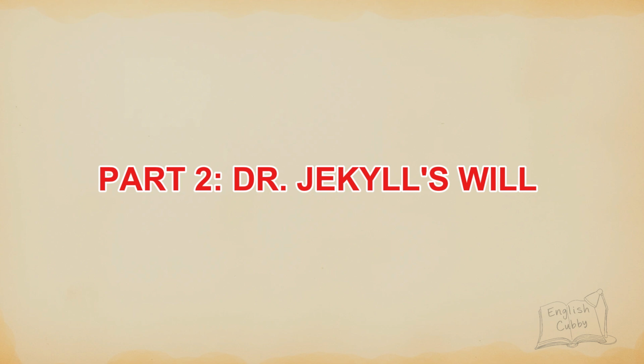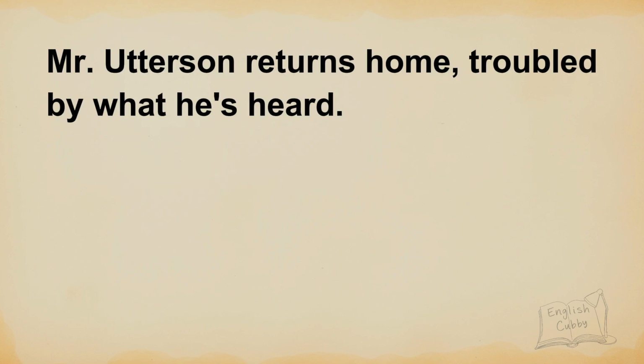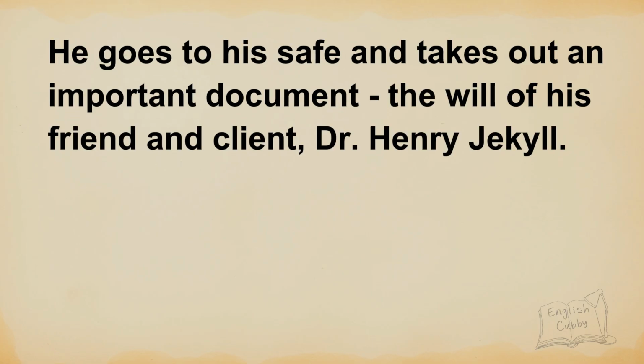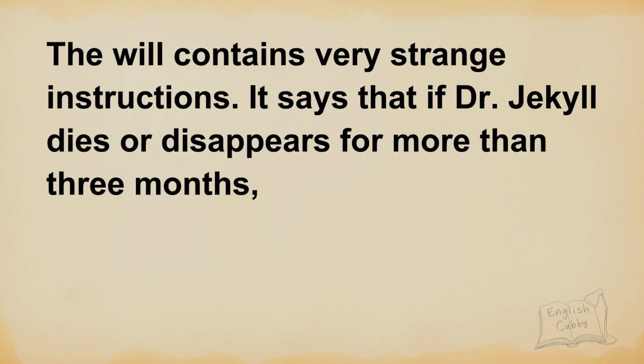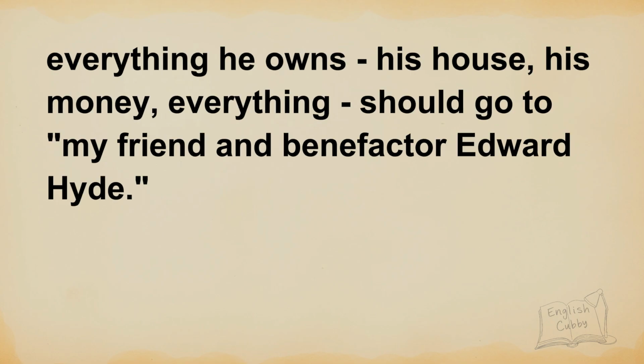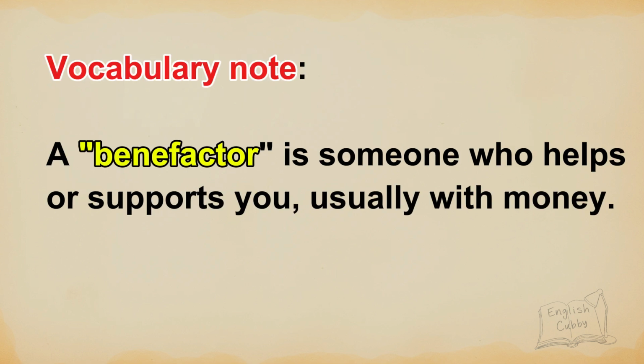Part 2. Dr. Jekyll's Will. Mr. Utterson returns home, troubled by what he's heard. He goes to his safe and takes out an important document, the will of his friend and client, Dr. Henry Jekyll. The will contains very strange instructions. It says that if Dr. Jekyll dies or disappears for more than 3 months, everything he owns, his house, his money, everything, should go to my friend and benefactor, Edward Hyde. Vocabulary note. A benefactor is someone who helps or supports you, usually with money.